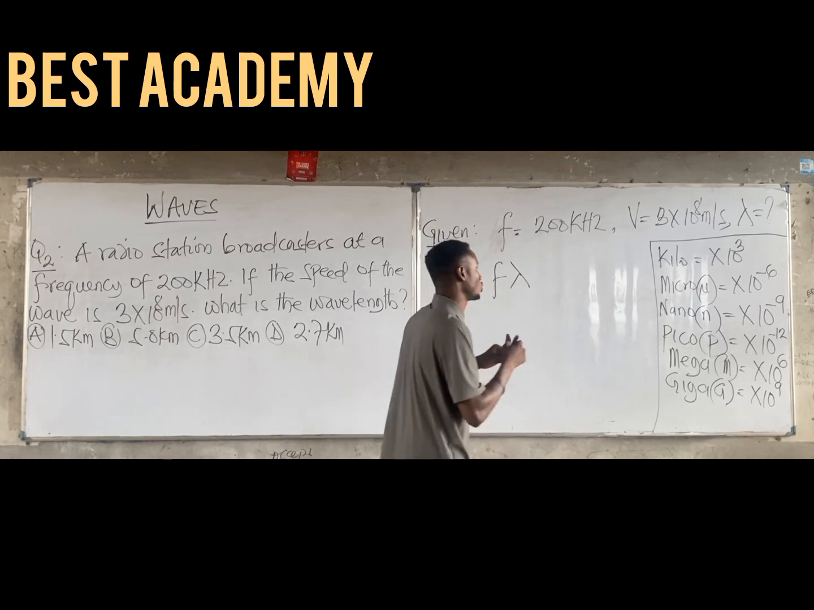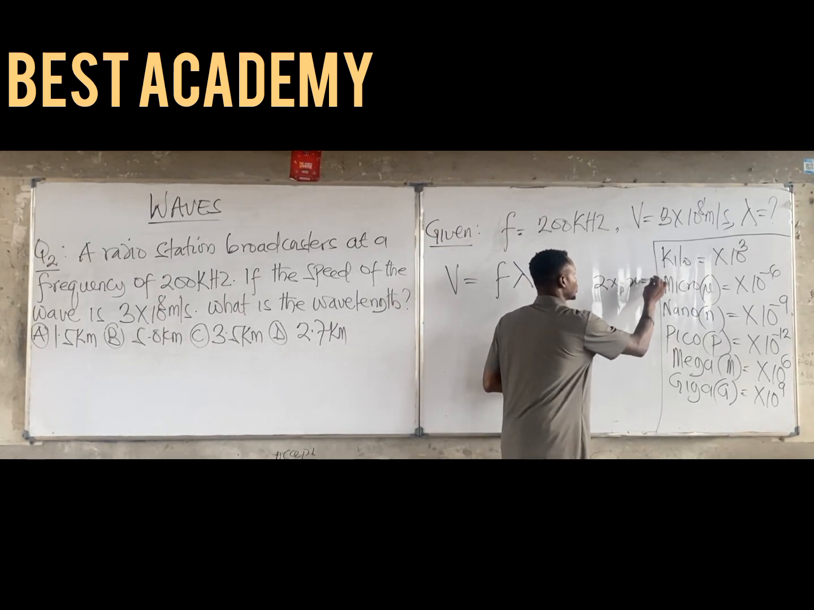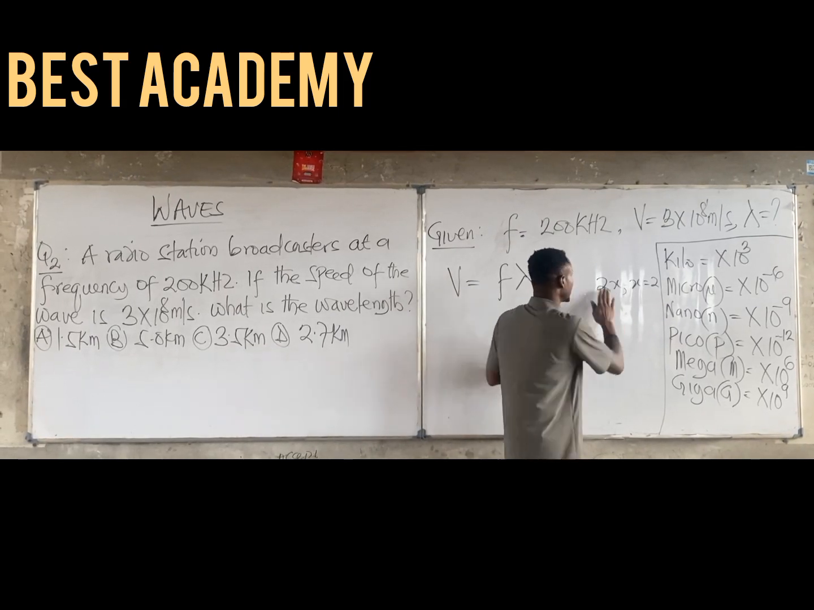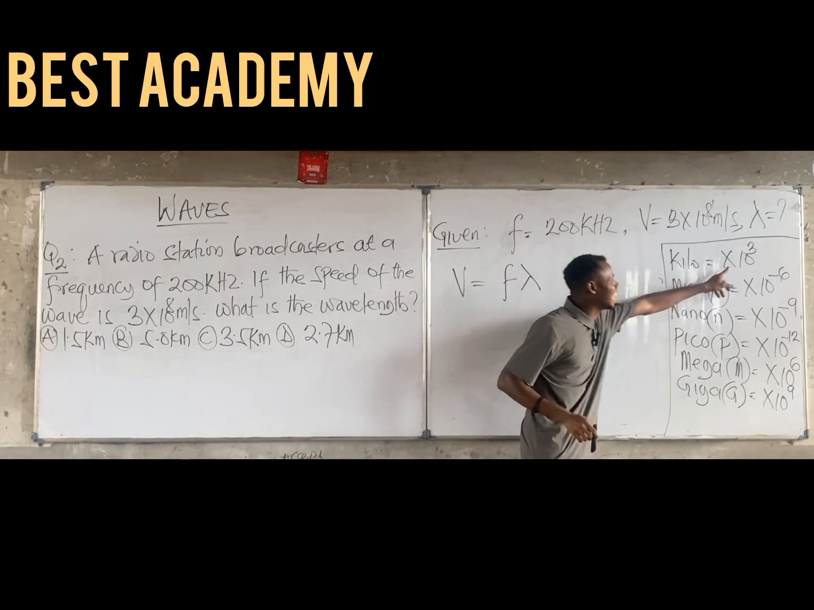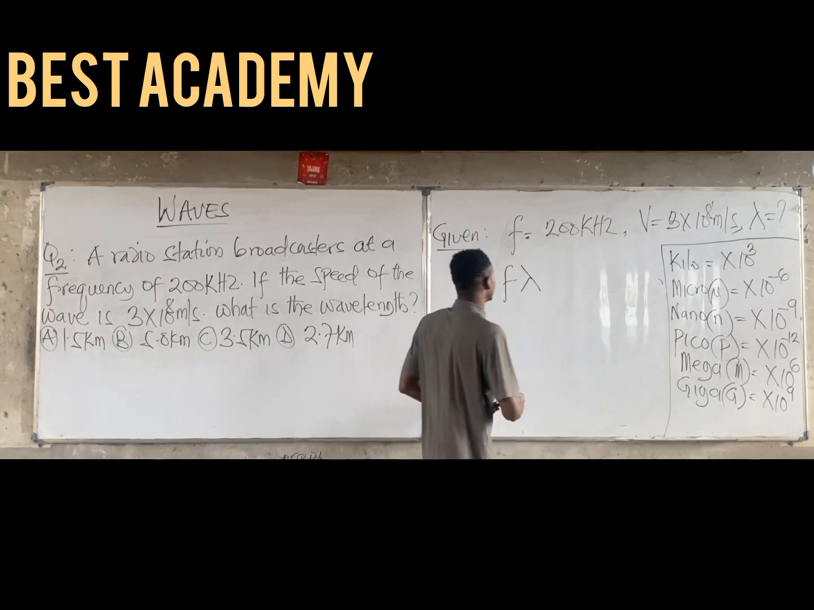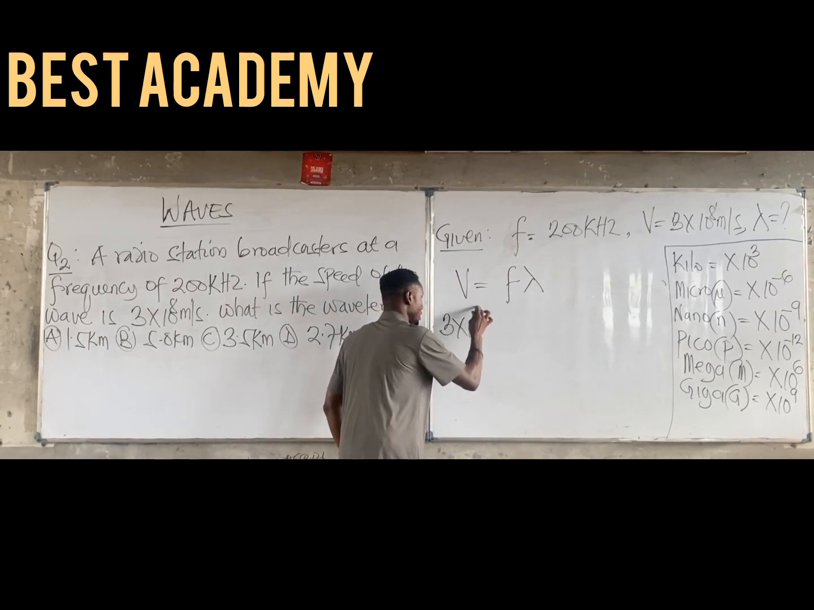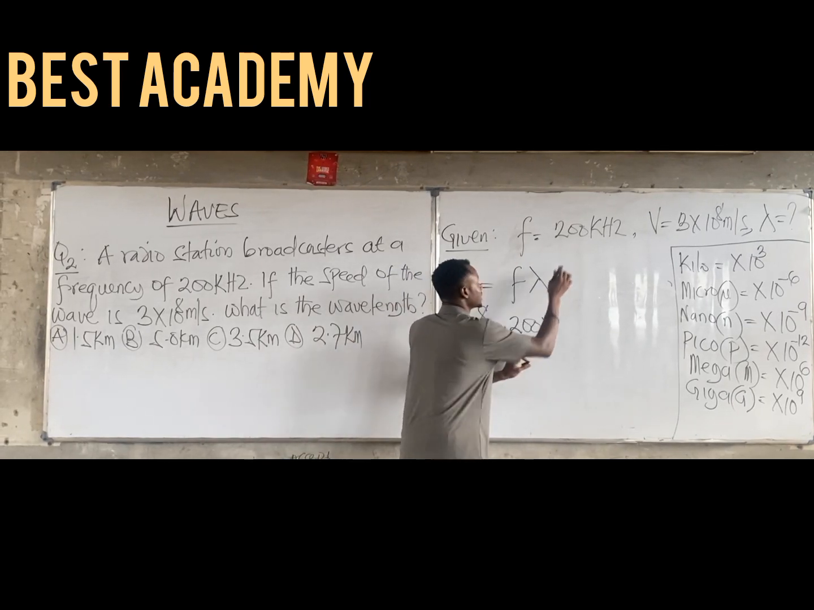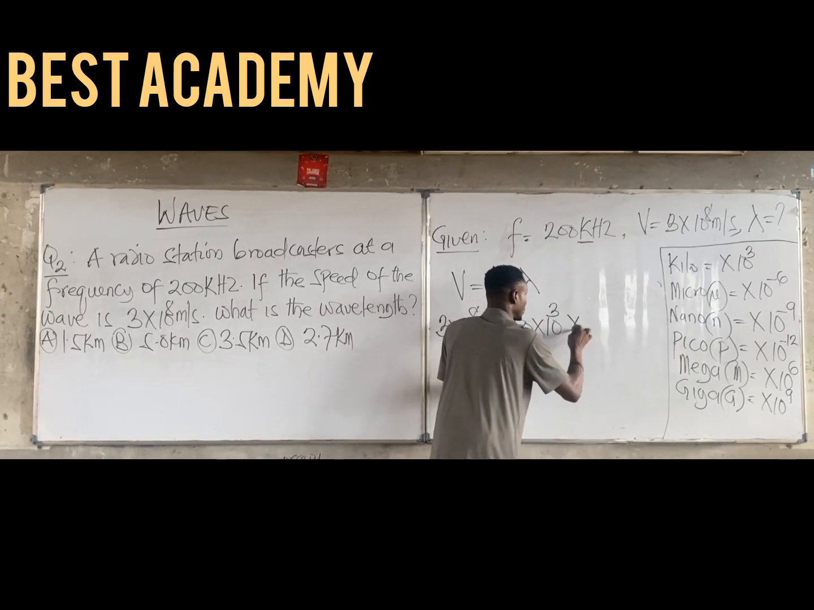Just like if I say s is equal to 2, what does it mean? It means that anywhere I see s, you replace it with 2. So the same thing here. Anywhere I see kilo, you replace it with times 10 to the power of what? 3. Please take note. So that means V is given to us as 3 times 10 to the power of 8, which is equal to 200 times 10 to the power of 3 for this kilo here, times what?